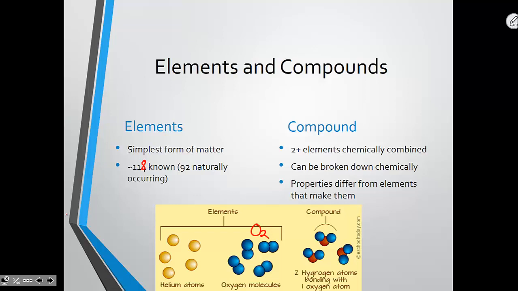You can tell how many elements you have if you count the number of capital letters in the formula. H2O has 2 capital letters, so 2 elements. Or calcium carbonate has 3 capital letters, so there are 3 elements in the compound calcium carbonate.